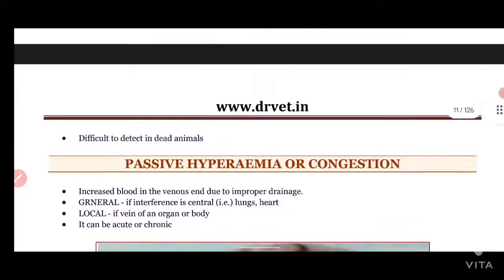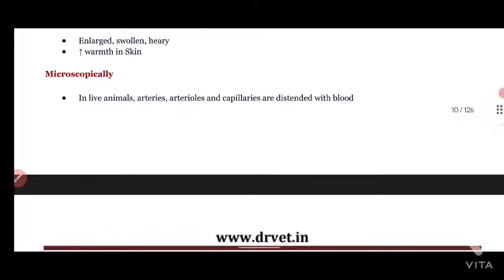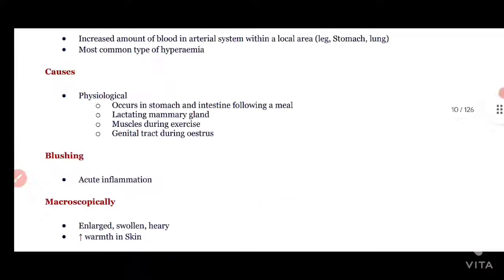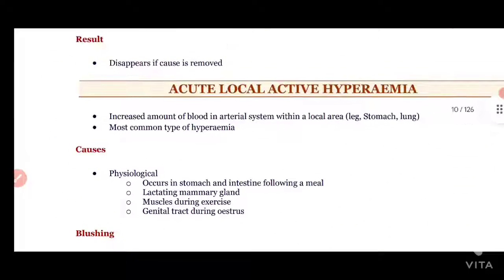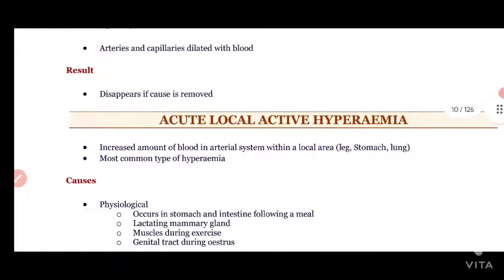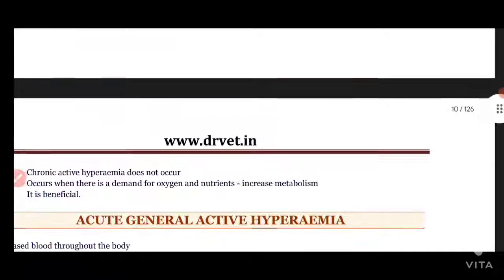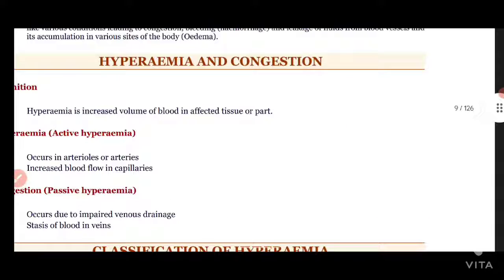This is about the topic active hyperemia. In the next video we will be discussing passive hyperemia or congestion. You might be surprised that we only discussed the acute conditions, acute general and acute local, because in the case of active hyperemia, no chronicity factor is involved. This is the point we have to remember while dealing with acute hyperemia. This is about today's topic. In the next video, we will be discussing the congestion part. Until then, thank you. Keep going.